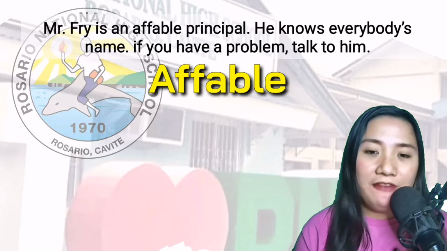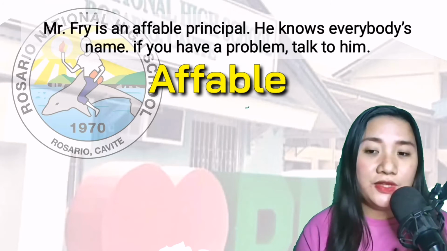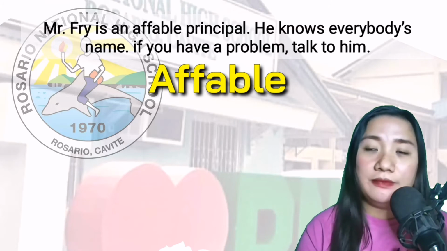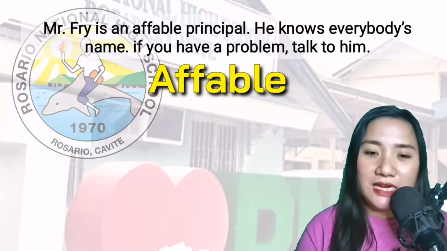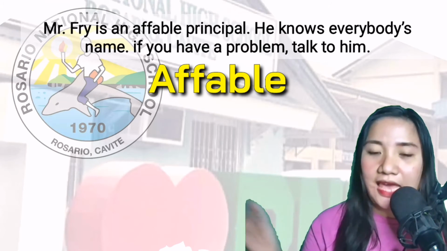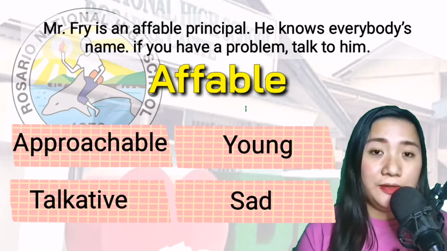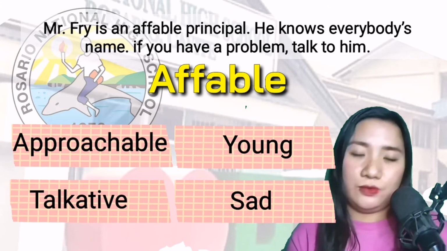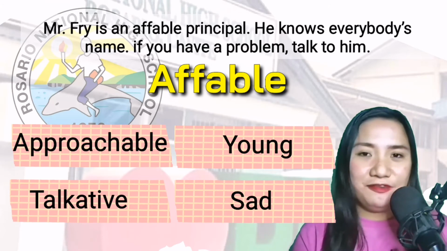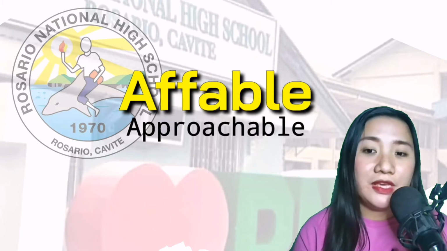Let's have another example. Mr. Fry is an affable principal. He knows everybody's name. If we have a problem, talk to him. Now, what do you think is the meaning of this unfamiliar word? Affable: approachable, talkative, young, or sad? Of course, the correct meaning is approachable because of the example. He knows everybody's name. If you have any problem, talk to him. So that is the example given so that we can infer that the meaning of affable is approachable. Okay?